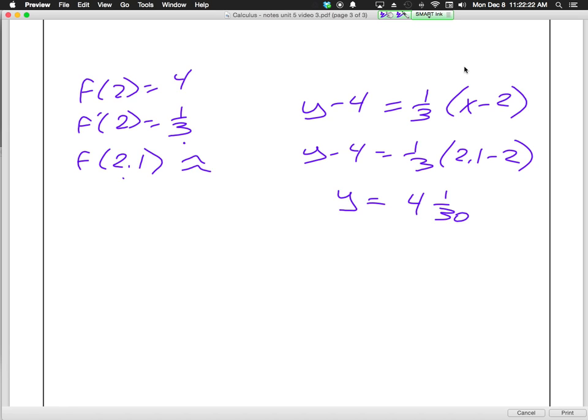So, how do we approximate an IROC? We use an AROC and then write the equation of a tangent line and then use that to approximate. Pretty straightforward.